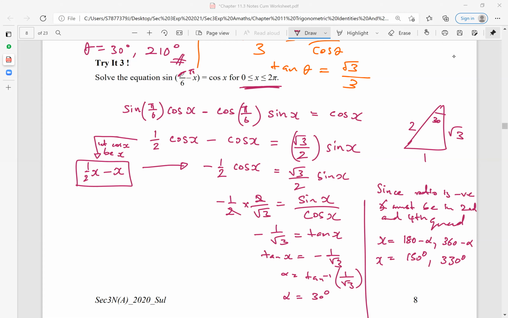You guys okay or not? Any questions here? No. Okay, this part here. What happens is that you have to take it as like a x cosine x as x. So you have half x minus x. That's how you get your minus half x, and then you rewrite it as minus half cosine x. Okay, in case you're wondering.